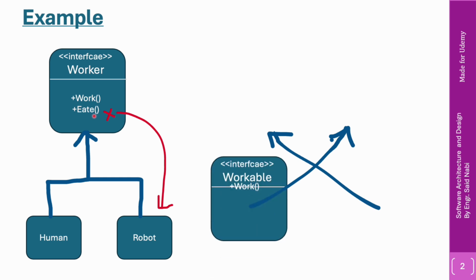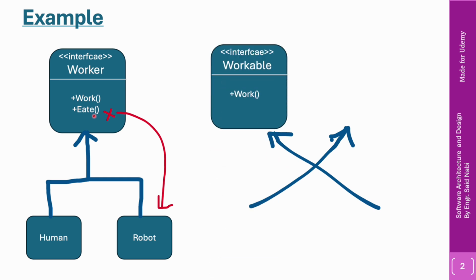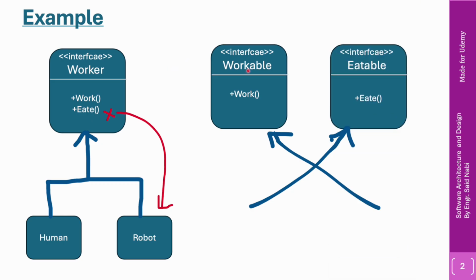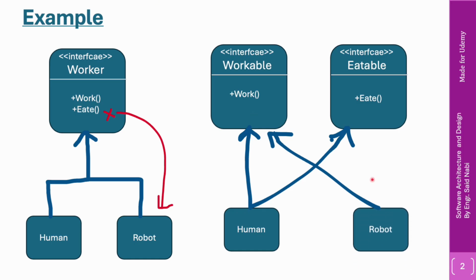On the other hand, if I create two interfaces, one called Workable and the other one called Eatable, right? Now the Human can implement the Eatable interface, and the Human can also implement the Workable interface as well. So now this Human class is implementing both of the interfaces, and the Robot class cannot eat, so the Robot class is only used for implementing the Workable interface.